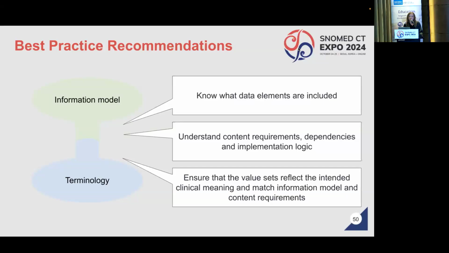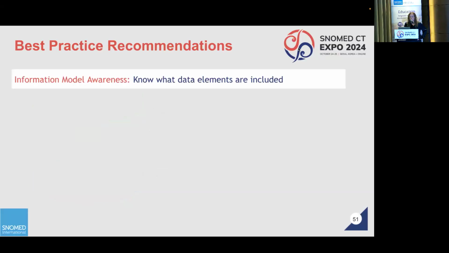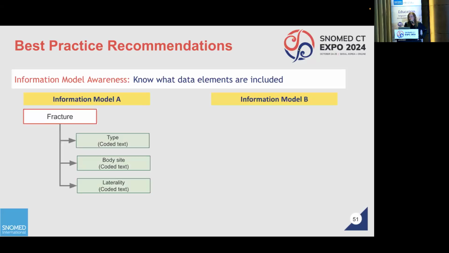A good value set is one that accommodates your information model. So in order to create a good value set, you need to know what the data elements are where it's going to be used, and what the surrounding data elements are, because that's not unimportant, and I'll show you why in a second. You need to understand how it's going to be used, and you need to ensure that the concepts reflect the meaning that you want to represent.